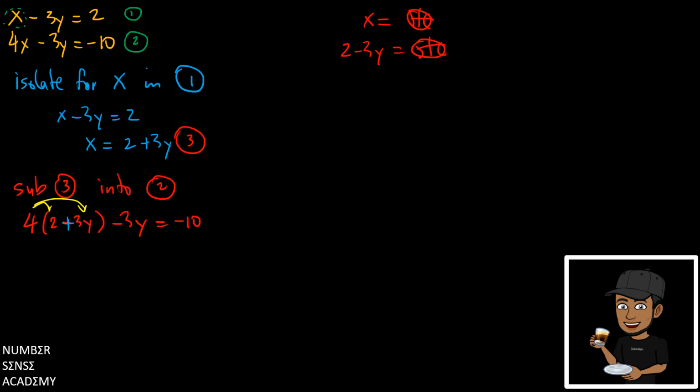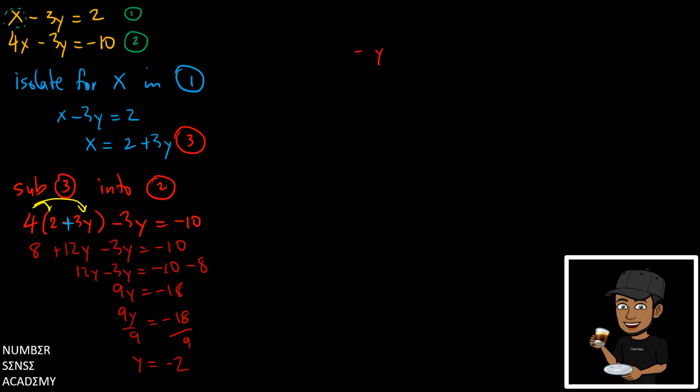So I have 8 plus 12y minus 3y equals negative 10. I'm going to bring all my like terms together. So I have 12y minus 3y equals negative 10 minus 8. So this becomes 9y equals negative 18. Divide both sides by 9. And y is negative 2.